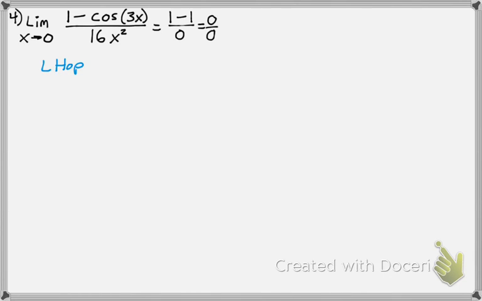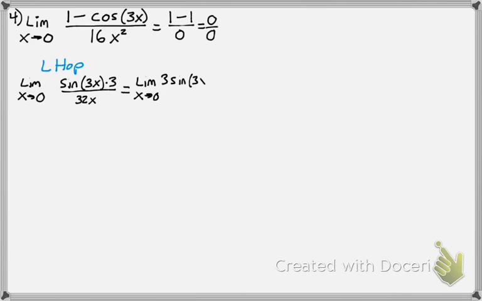So if I copy my limit, and then I want to take the derivative of the top and the bottom separately. So sine of 3x times 3 all over 32x, which is equal to the limit as x goes to 0 of, I'll put the 3 out in front.